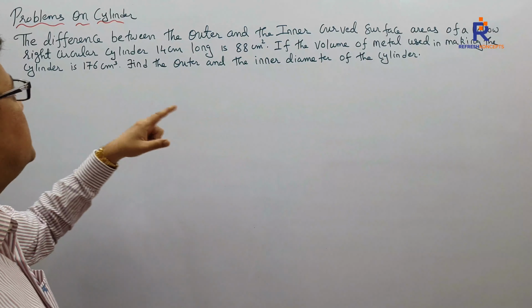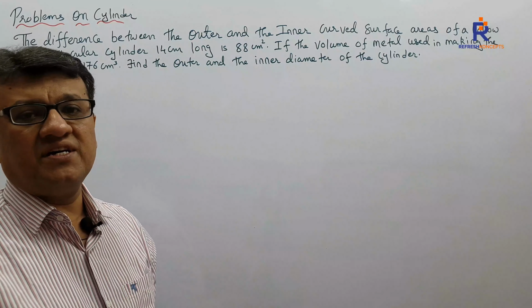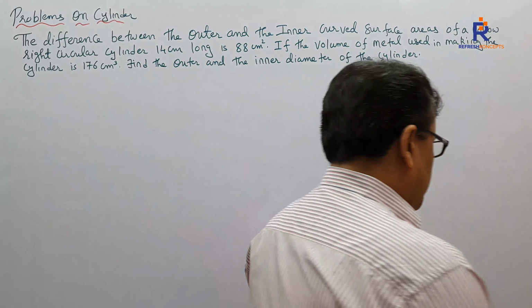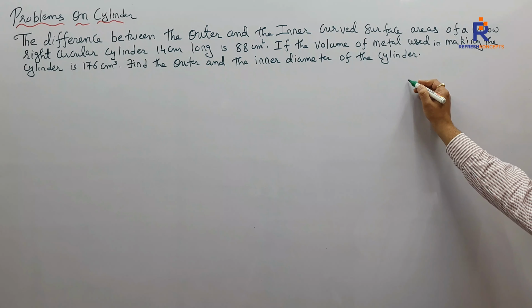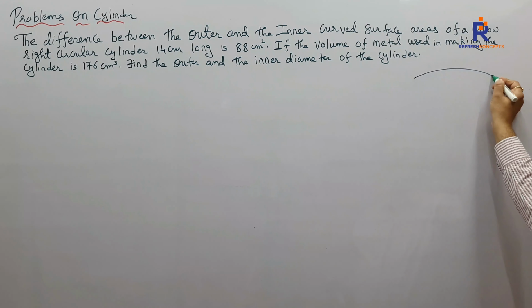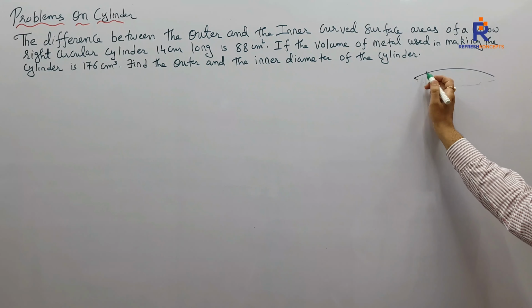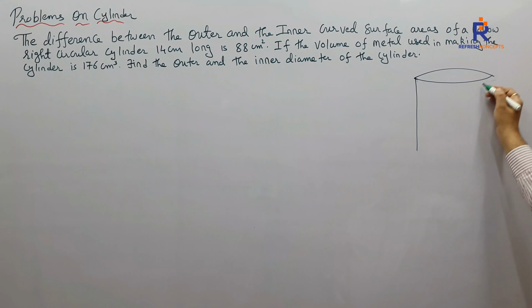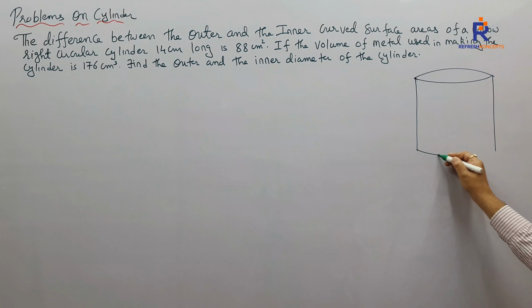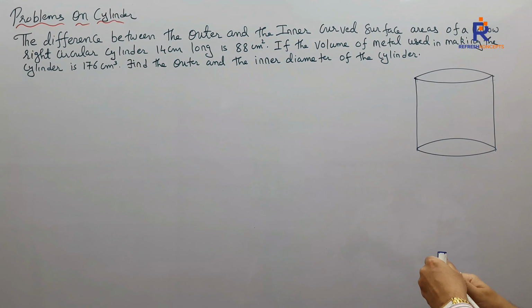If the volume of the metal used in making the cylinder is 176 centimeter cube, find the outer and the inner diameter of the cylinder. So those who haven't understood, let's draw the diagram and we shall understand. They say there lies a cylinder, so we go for a cylinder. It's a hollow cylinder, mind you, so there is one more cylinder inside this.